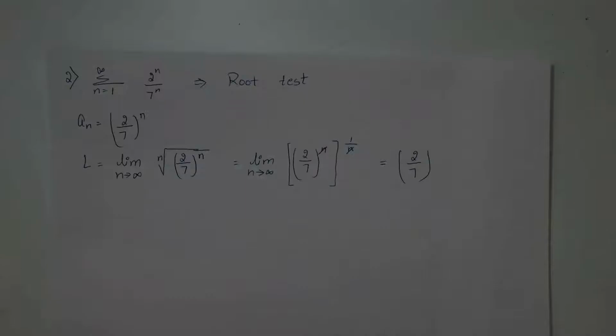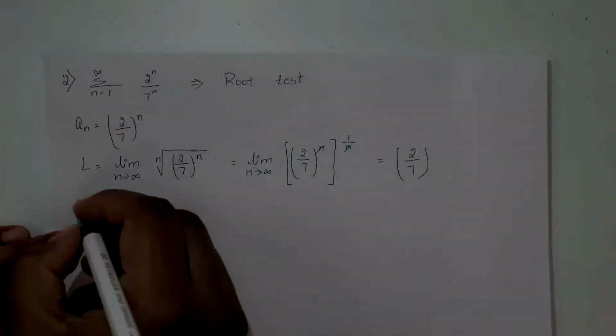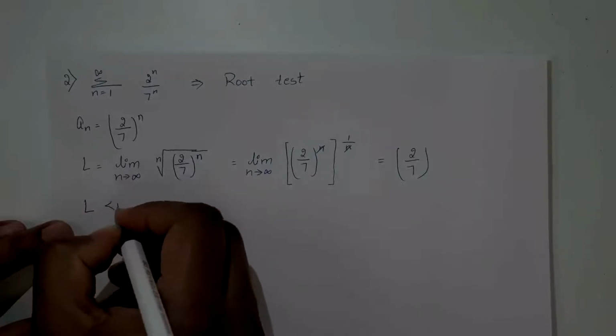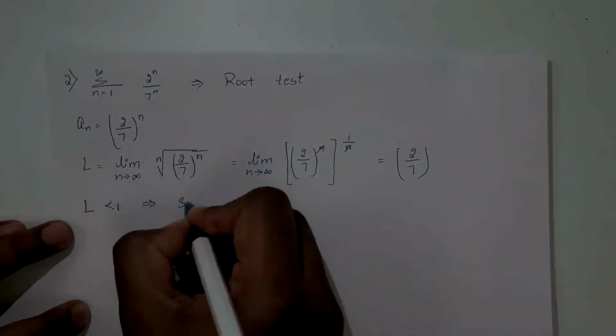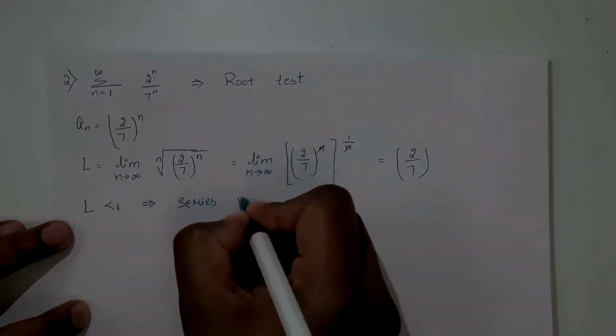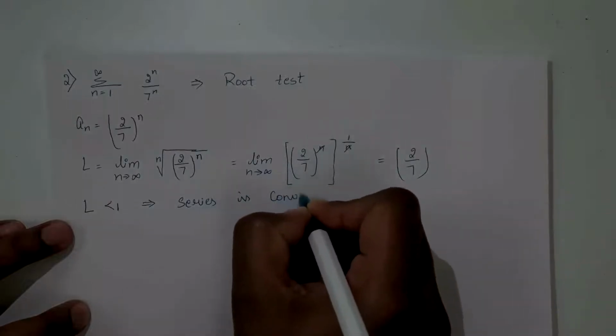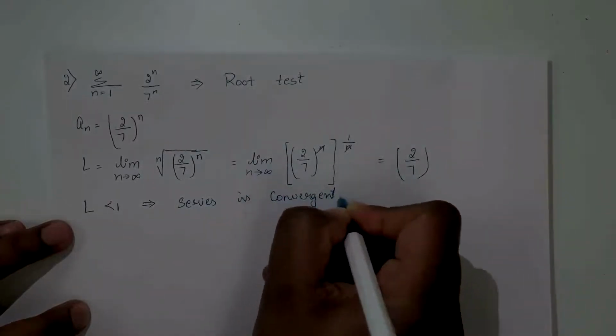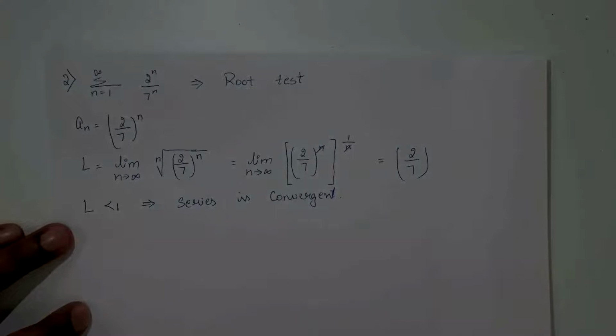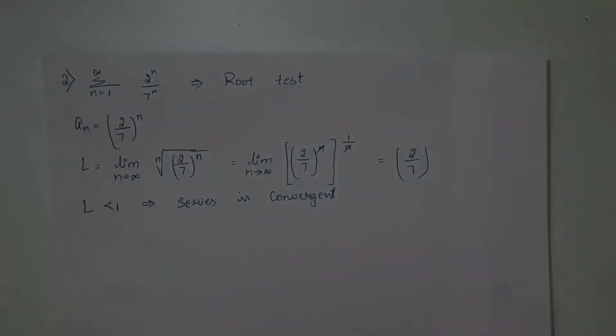If you solve this in the calculator, you get maybe 0 point something. So it is clearly less than 1. So if L is less than 1, we say the series is convergent. Okay, and that's for the second type.